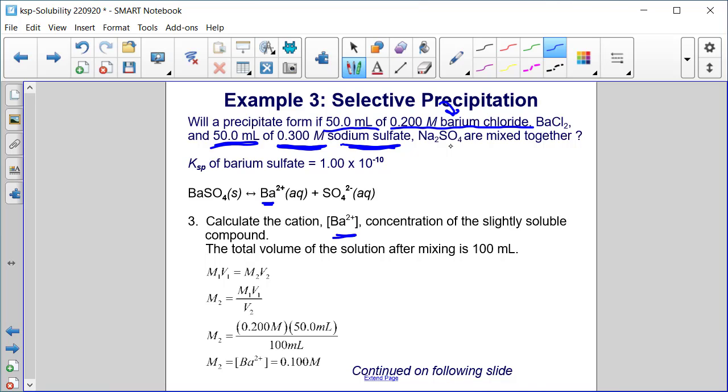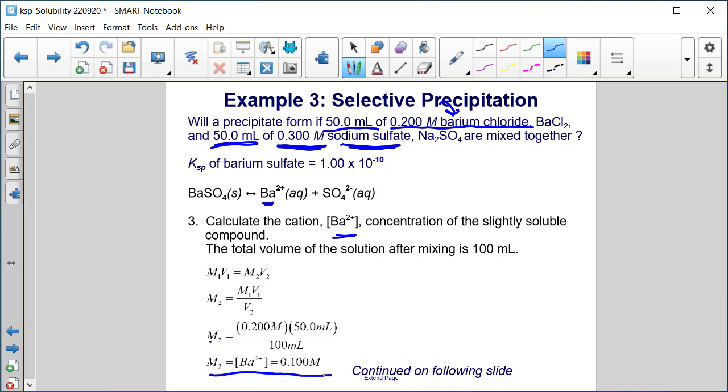So we are combining two solutions together. We have an initial volume, 50 milliliters of 0.2 molar barium, but then we have the barium in 100 milliliters. So we need to find the concentration of the barium after the solutions are mixed together. I can say M1V1 equals M2V2. We're saying that the moles of barium before mixing is equal to the moles of barium after mixing. So the concentration after mixing is the concentration before times the volume before over the volume after we combine. And we get a barium concentration of 0.100 molar. So by combining the two solutions together, we've decreased the concentration of the barium.